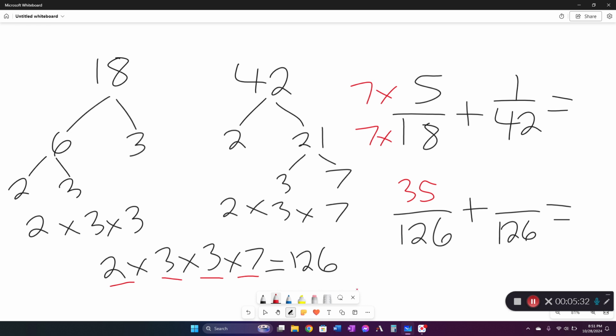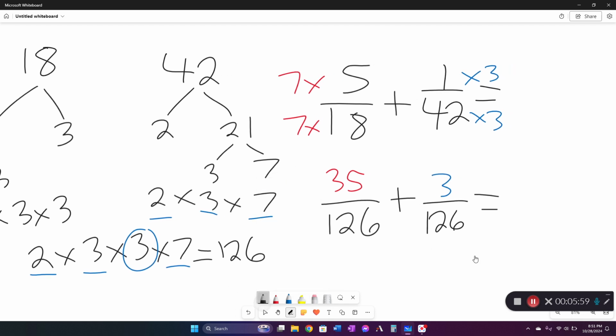And now let's look at 42. What is 42 missing? So 42 has a 2. 42 has a 3. 42 has a 7. Only thing it's missing is a 3. So we're going to multiply both by 3. 42 times 3 is 126. 1 times 3 is 3. So now we can add. 35 plus 3 is 38.